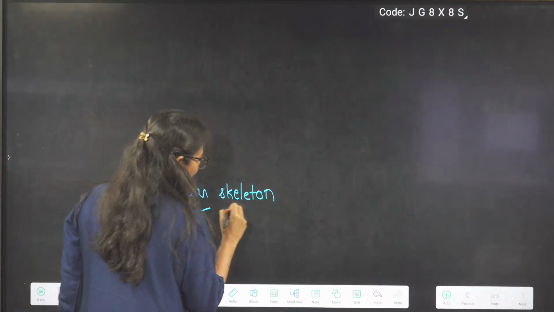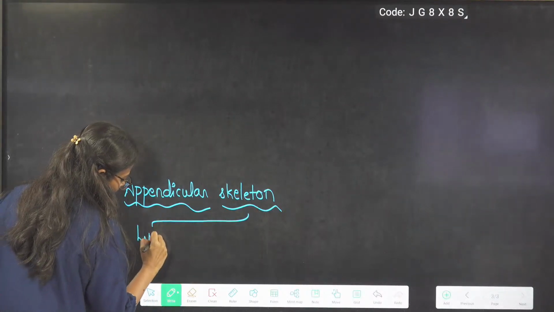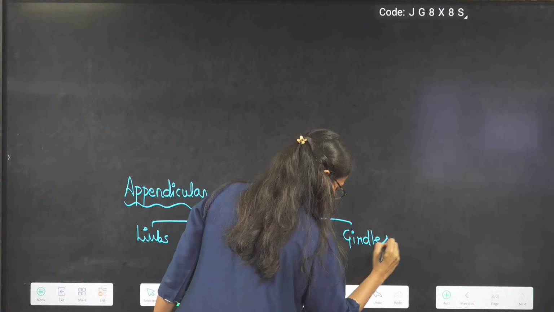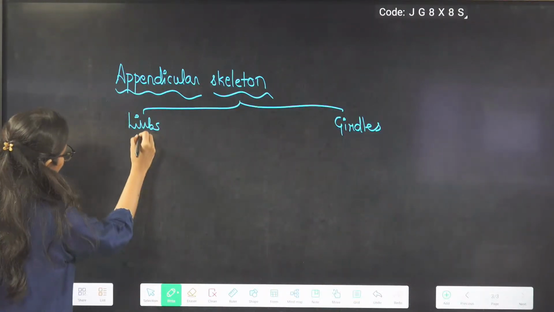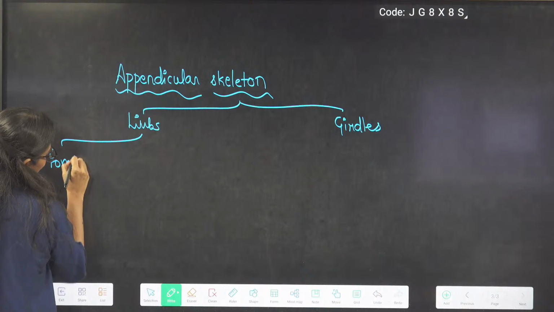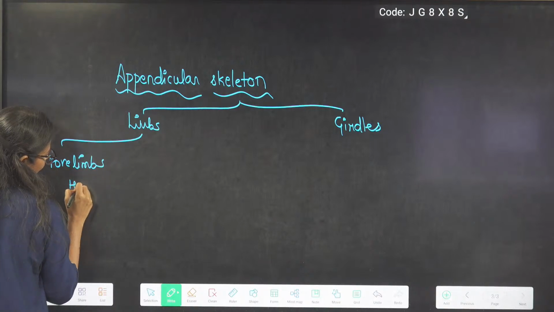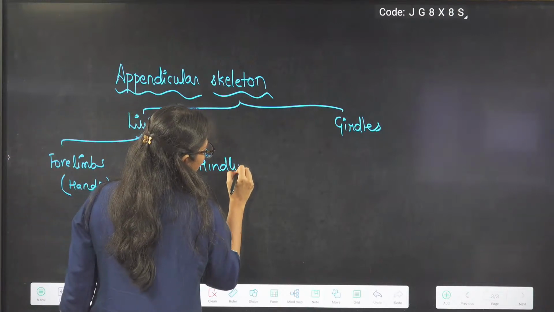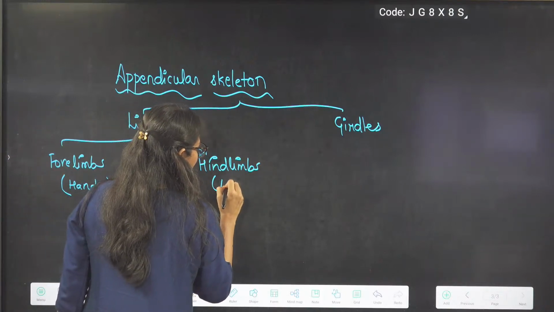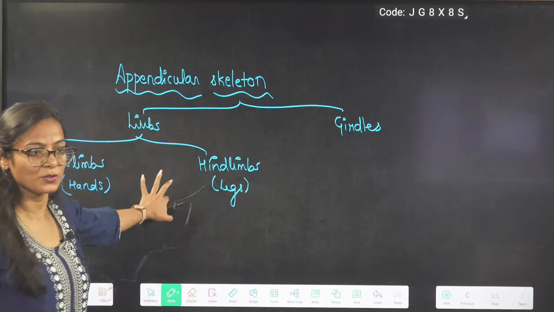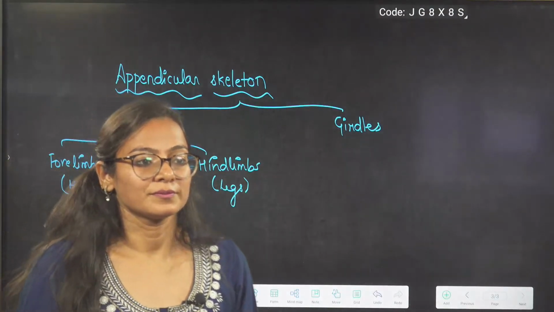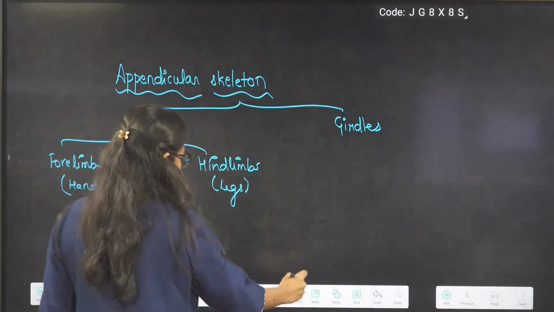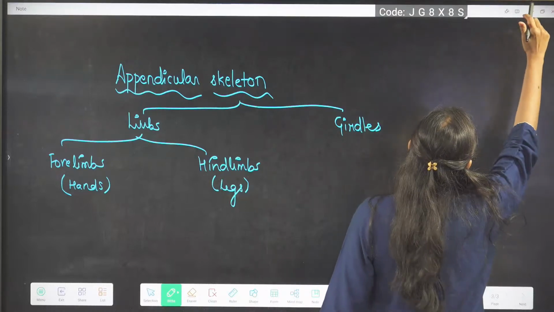Yes. So appendicular skeleton, what I told you, here we'll discuss about the limbs and also about the girdles. So what are the limbs we are having? Four limbs, that is both the hands and hind limbs. Hind limbs are our legs, right? So first we'll do this limbs part first. So for that I will first show you a diagram.